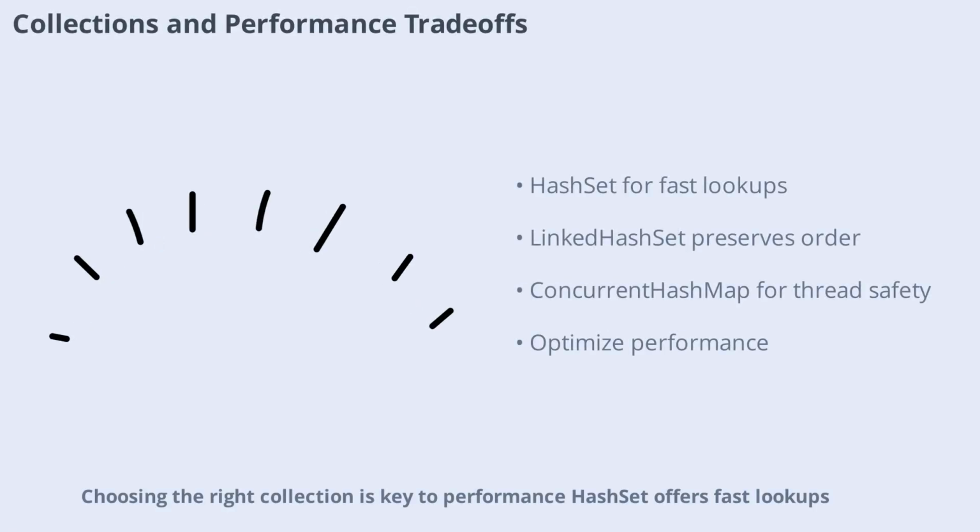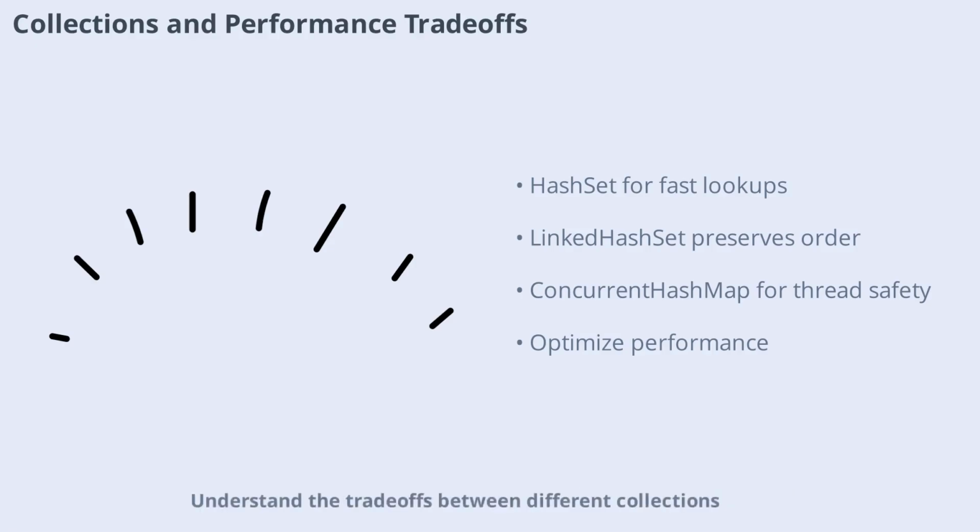Choosing the right collection is key to performance. HashSet offers fast lookups, LinkedHashSet preserves order, and ConcurrentHashMap ensures thread safety. Understand the trade-offs between different collections, such as memory usage and access speed. By selecting the appropriate collection for each scenario, you optimize both performance and maintainability.